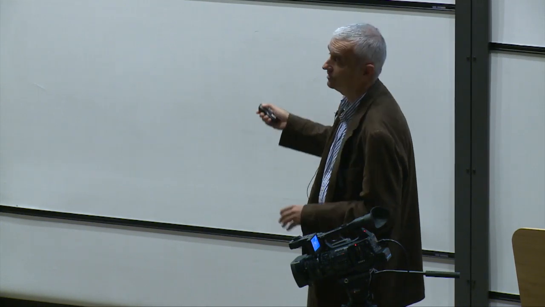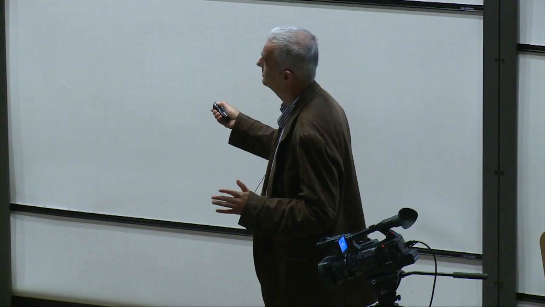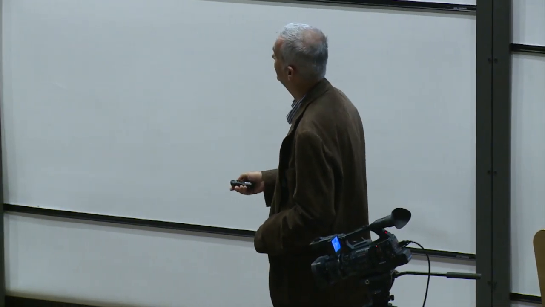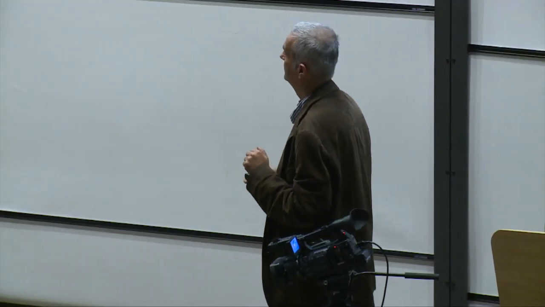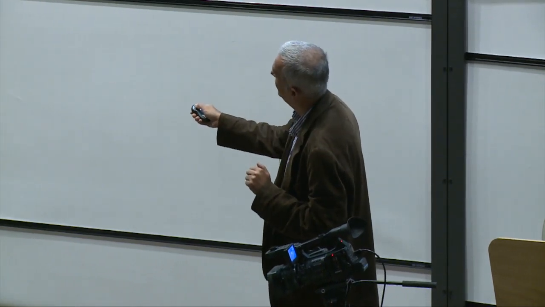There were surprising great theorems being proven about these flows, which I won't tell you today, but it's a very interesting topic. One of these papers by Matt Grayson showed that in the case of this flow, omega is equal to 1. So if you just take the planar curve and you shrink it by the curvature speed, the number of critical points is going down. Of course, this is a special case of that.